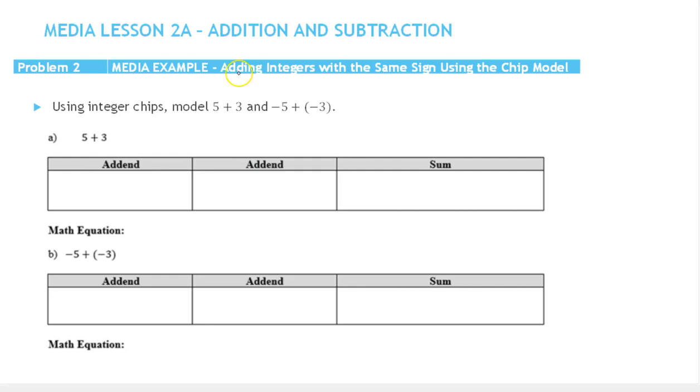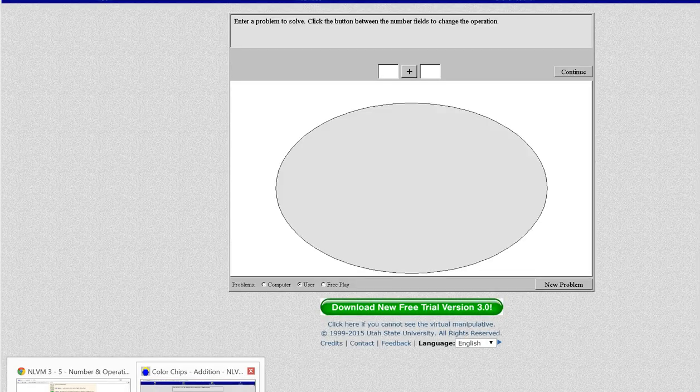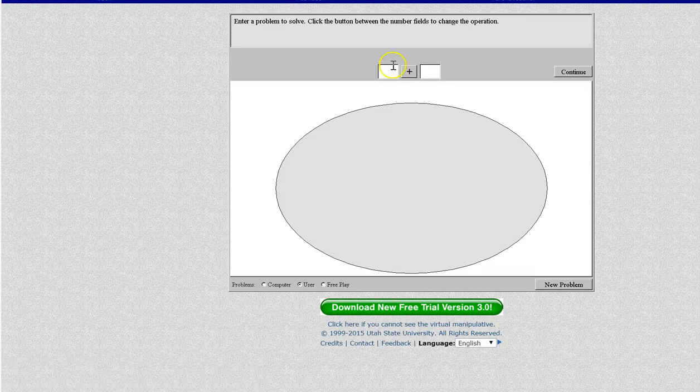In this example, we're going to learn to add integers with the same sign using the chip model. So remember the chip model from the last lesson. We're going to use integer chips to model 5 plus 3 and negative 5 plus negative 3. So I am going to go to a website, and let's start with 5 plus 3.